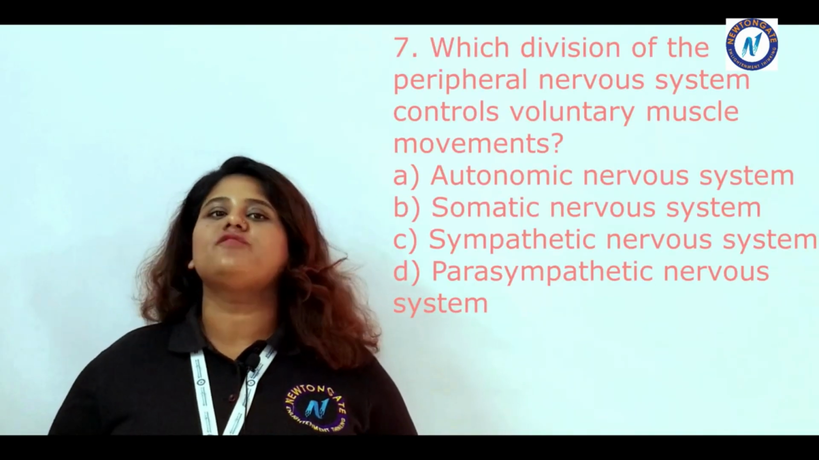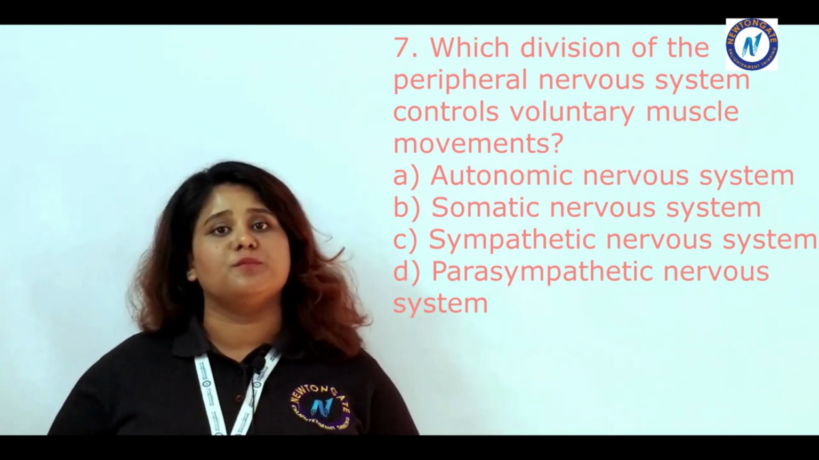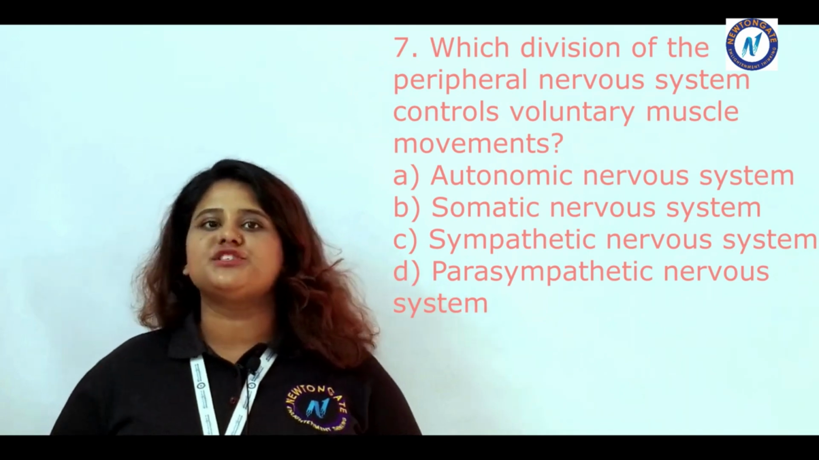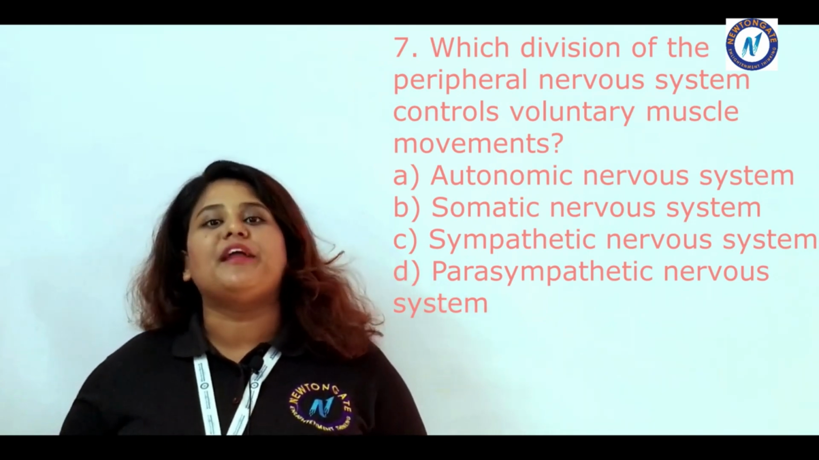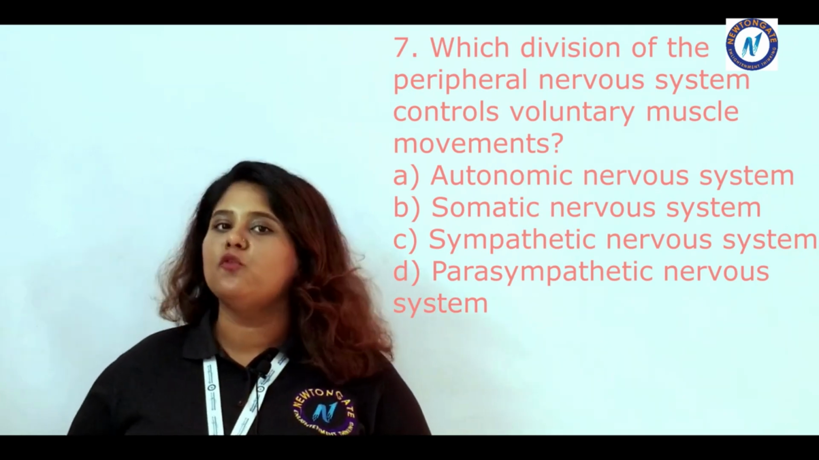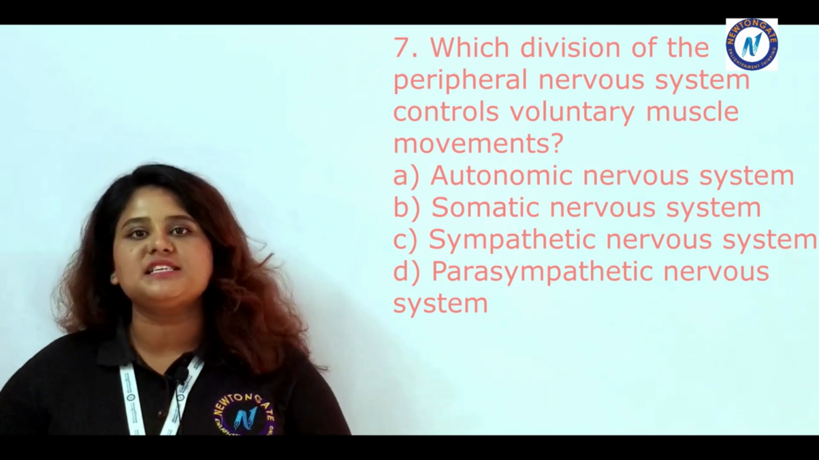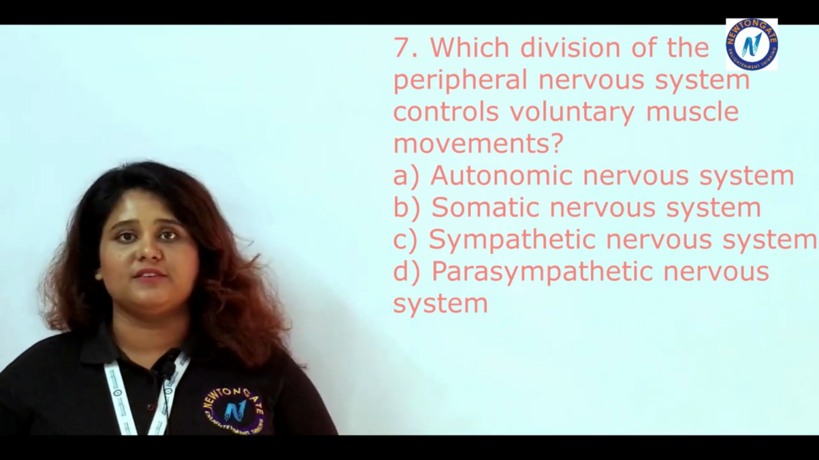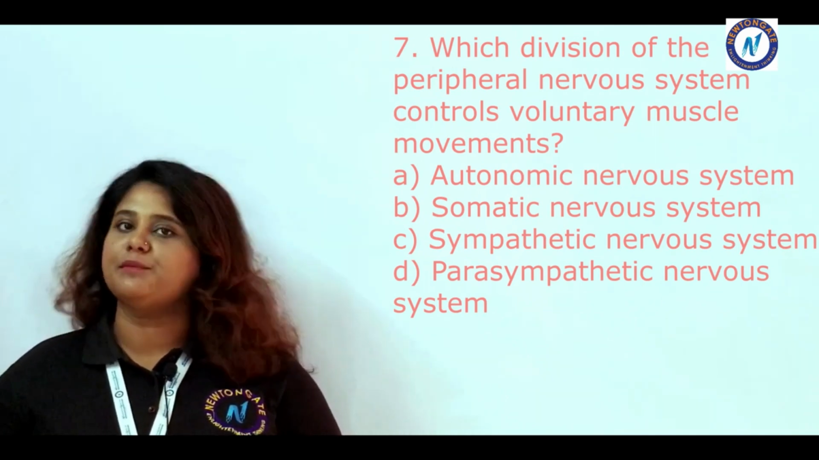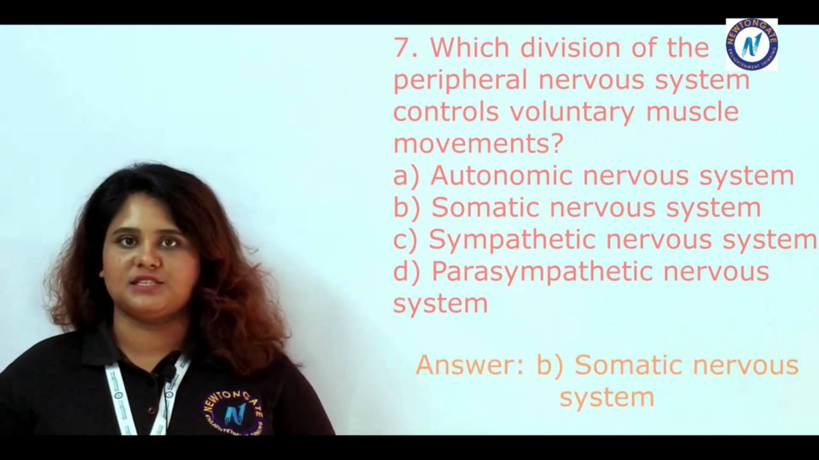Next question, that is number 7. Which division of the peripheral nervous system controls voluntary muscle movements? The options are autonomic nervous system, somatic nervous system, sympathetic nervous system, and lastly, parasympathetic nervous system. The answer is somatic nervous system. That is option number B.